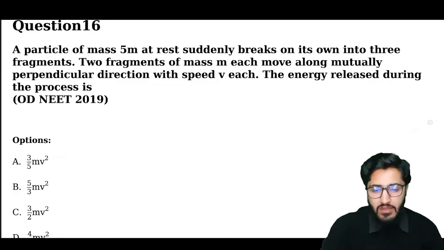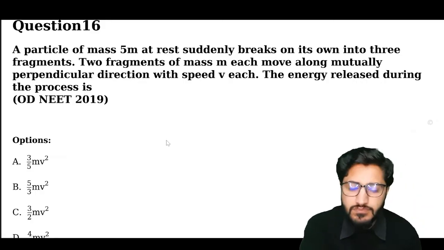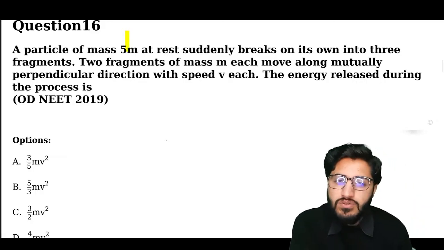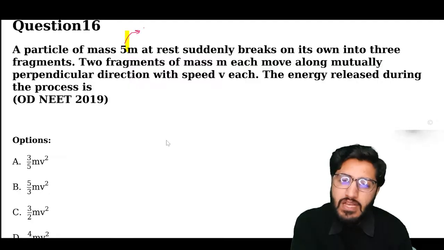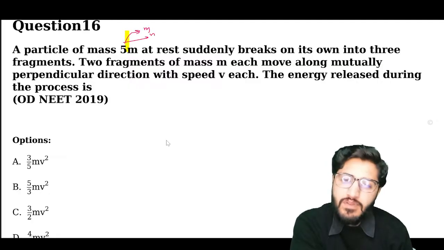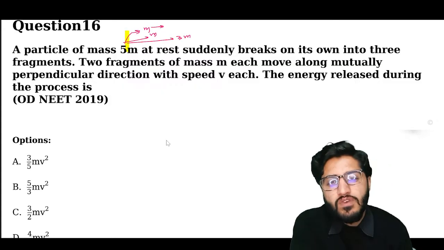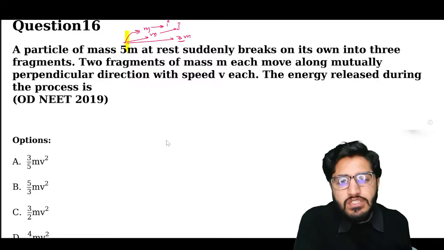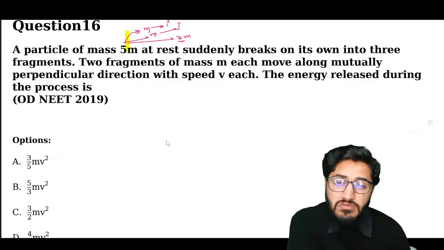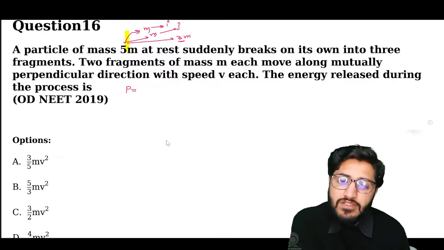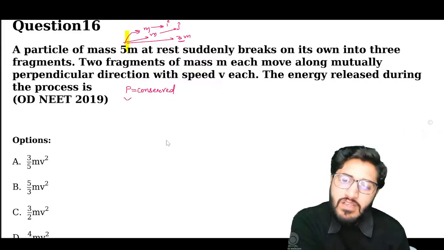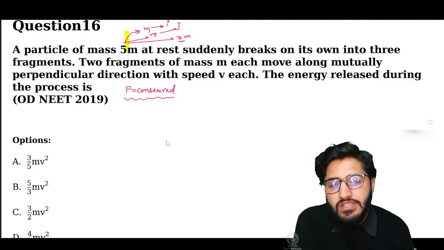So what I can write here now: it breaks into three fragments, one with mass m, second with m, and third with 3m. If one goes with velocity in i cap, the other in j cap, and we don't know the velocity of the third one. There is no external force, so momentum P is conserved, which means the summation of the momentum of all three is 0.